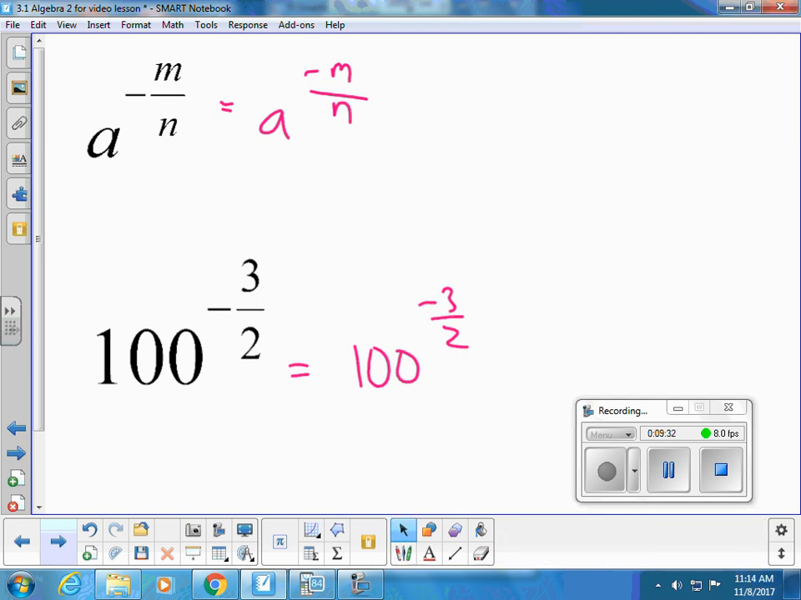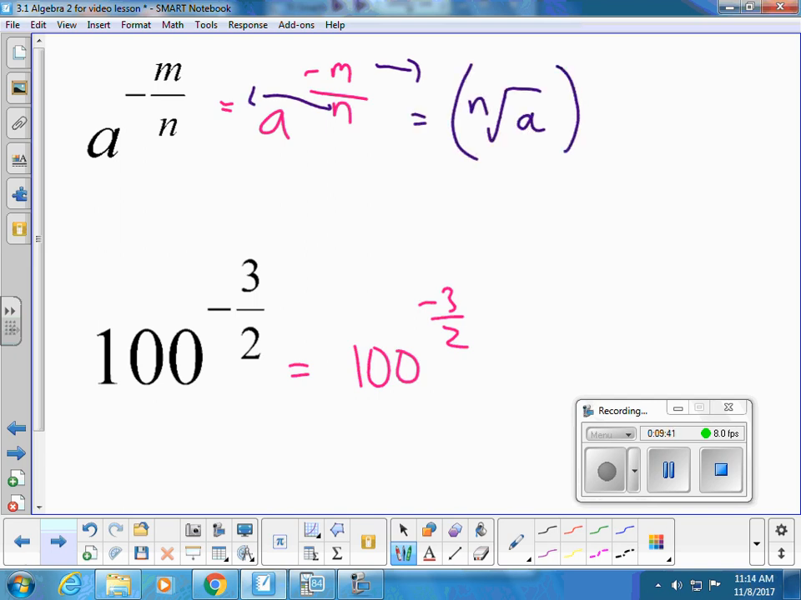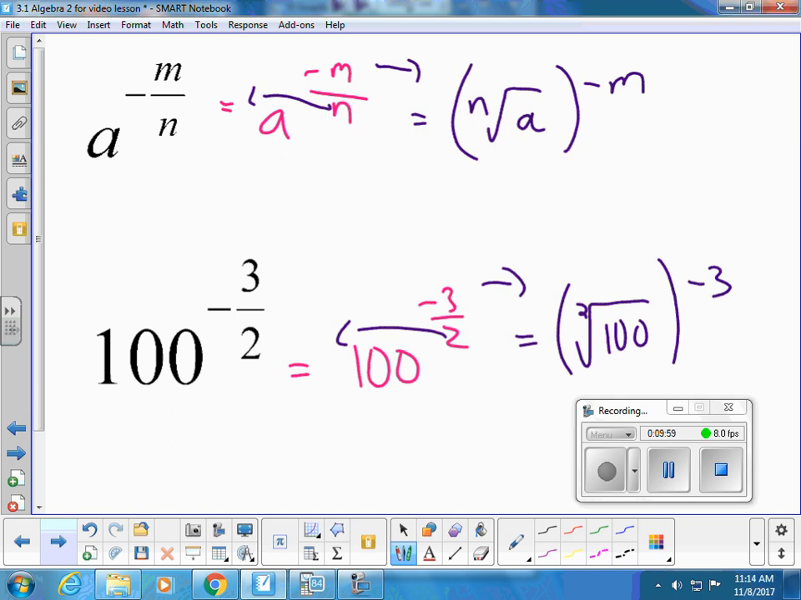All right, so just as before, we're going to take our numerator to the right, we're going to take our denominator to the left. This will be the nth root of a raised to the negative m power. This one, we're going to take our negative 3 to the right, our 2 to the left. So we'll be ending up doing the square root of 100 to the negative 3rd power.